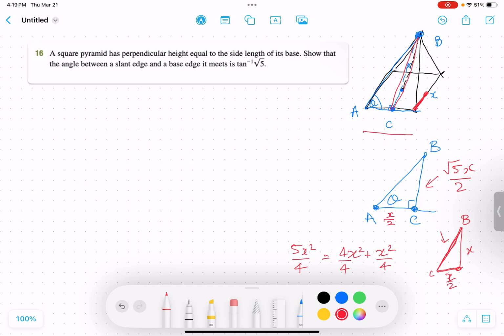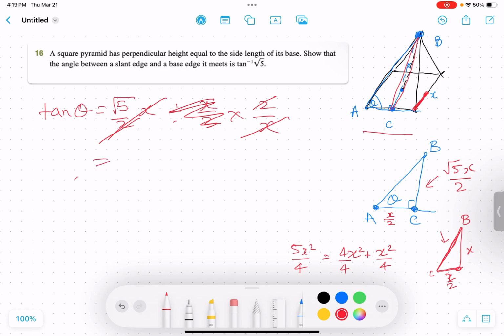So now if I do tan of theta, I've got the old opposite over adjacent. So I'm dividing by x on 2, opposite over adjacent. So that means I'm timesing by 2 on x, same thing. 2's cancel. X's cancel. You can see we just got root 5, so theta must be the inverse tan of root 5.